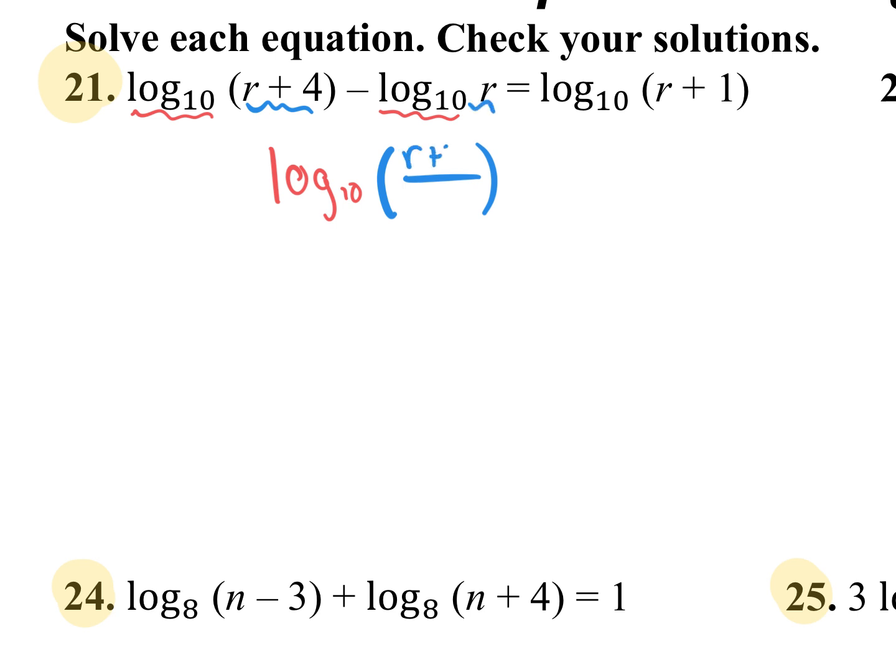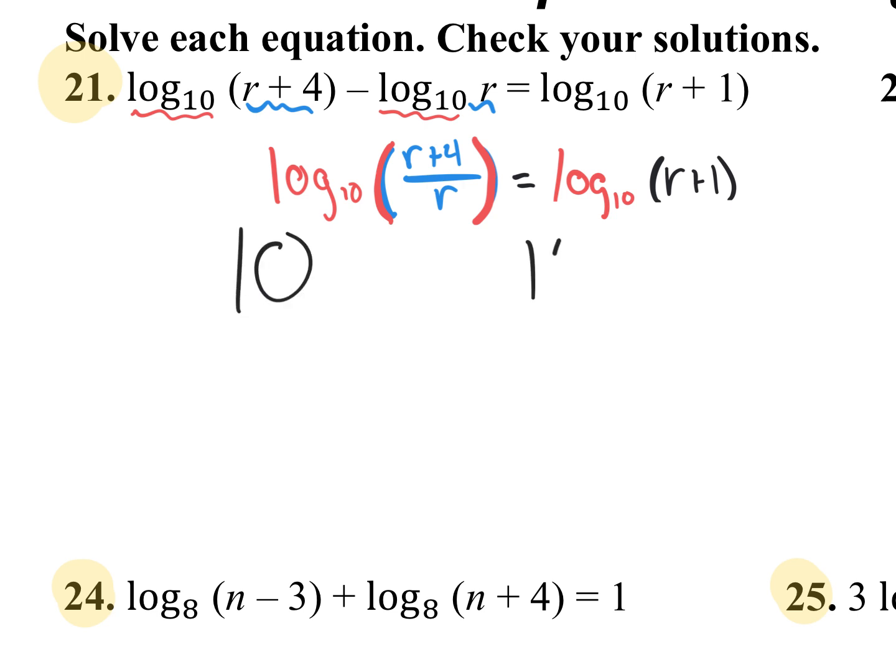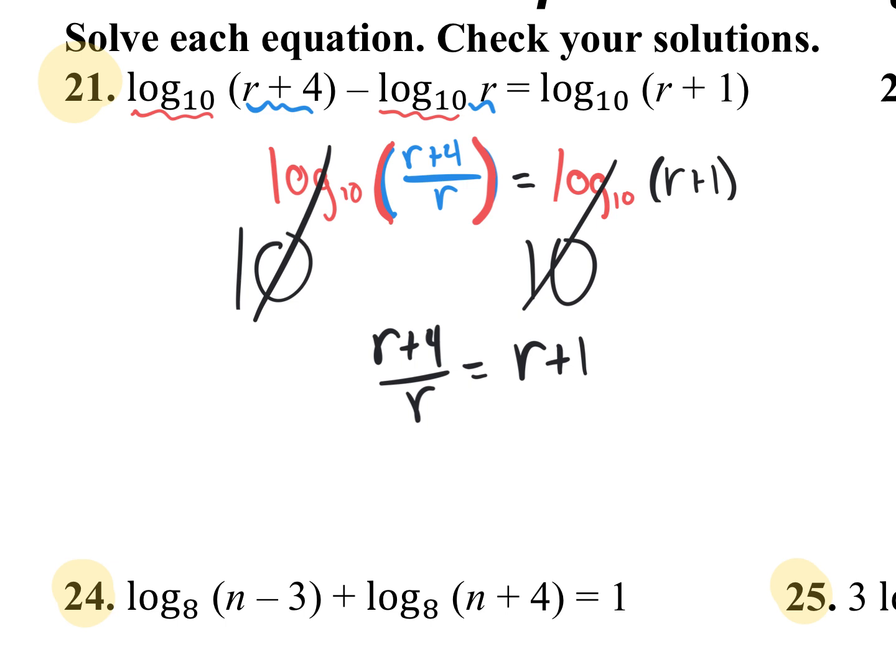So you're going to have an r plus 4 up on top over an r on the bottom. Maybe I should have kept this in red. So it's log base 10 of that fraction, and it equals log base 10 of this expression over here, the r plus 1. So because you have a single log base 10 on the left side, a single log base 10 on the right side, you could raise both sides to become the powers of base 10, and it'll eliminate, and you'll have a nice r plus 4 over r equaling r plus 1, okay?